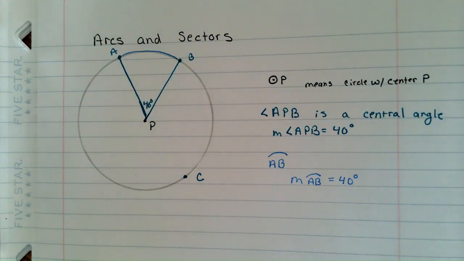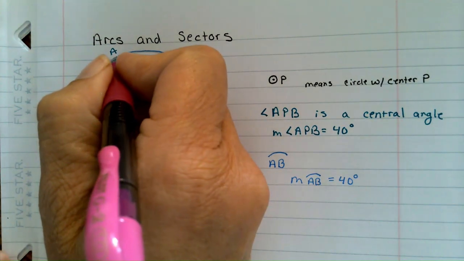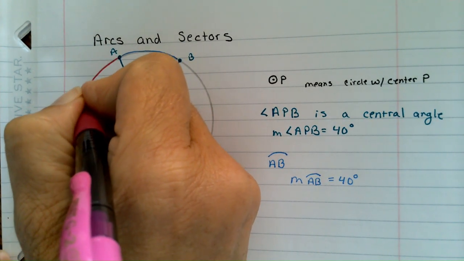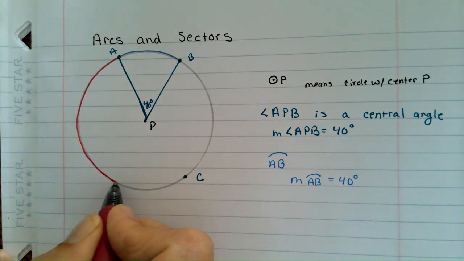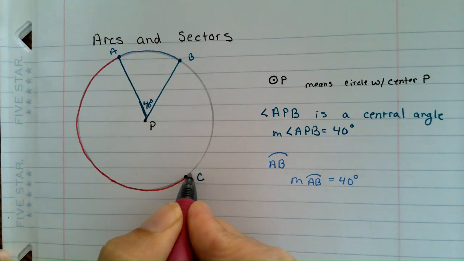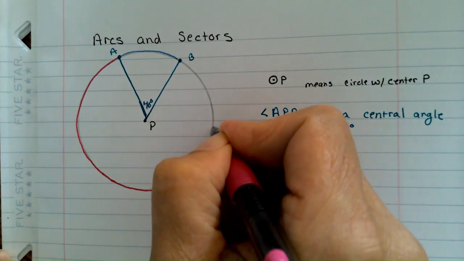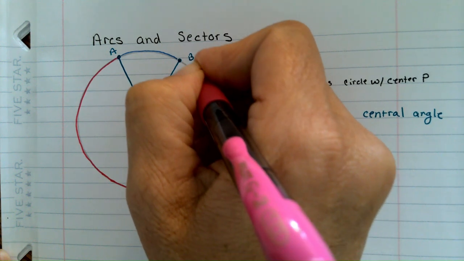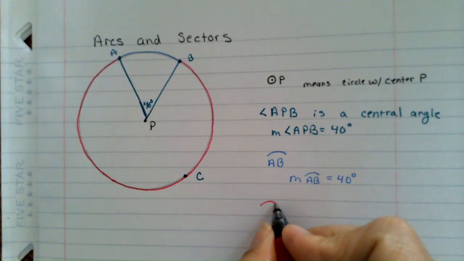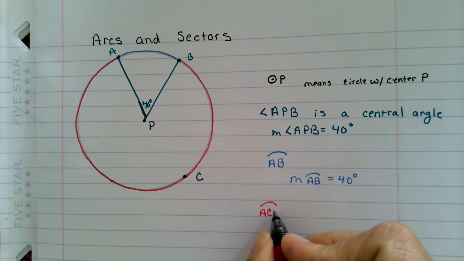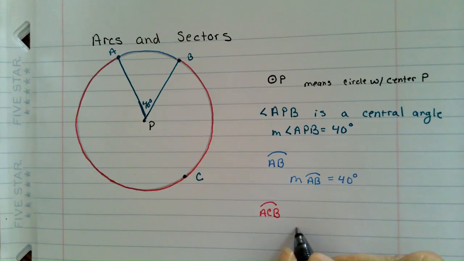The other one is the rest of the circle. So the arc going from A all the way around through C to B. So that would be arc ACB. And the measure of arc ACB is the rest of the circle.